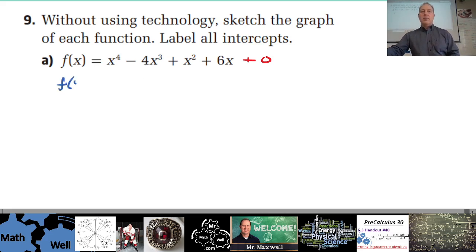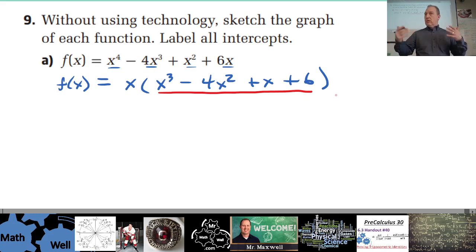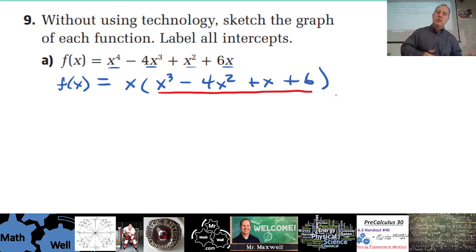We can rewrite this as, because you can take an x out of each term, you see? So let's write this as x times (x cubed minus 4x squared plus x plus 6). So now we've factored an x out, which is easy to do. That's great. And now we can just work on this cubic function. Probably a good idea to do factor theorem and synthetic division and get practice with that.